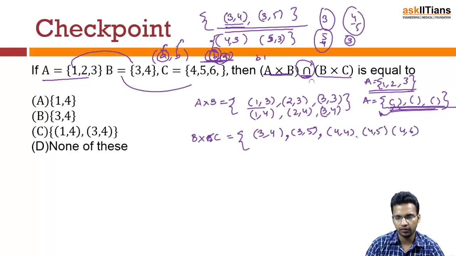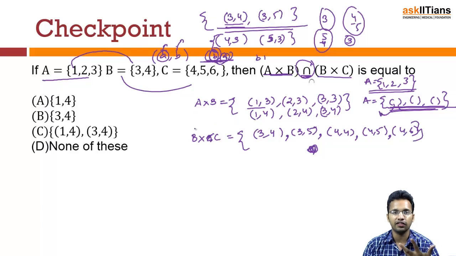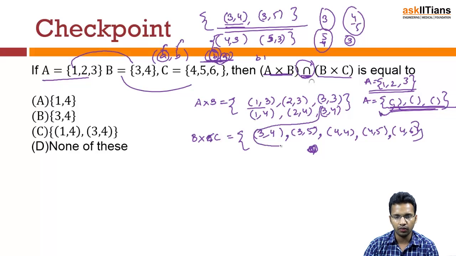4, 6. Similarly 5, no, 5 is there, so only this thing. Yeah. Now we have to find the intersection. Intersection means those which are common, right? So if we have a closer look, we will find that this is the only element which is common. Now note here that the opposite one won't be taken.